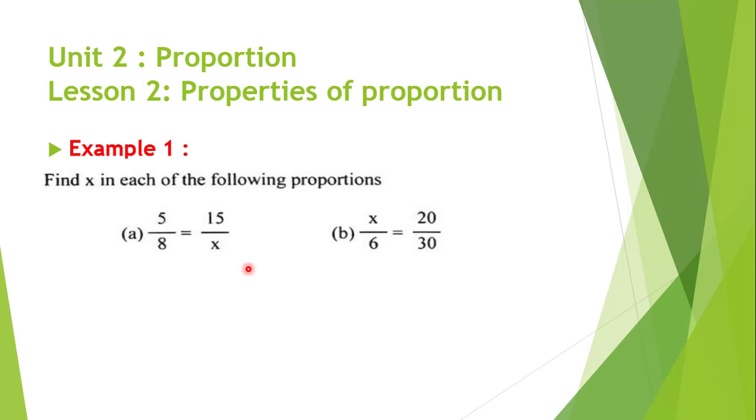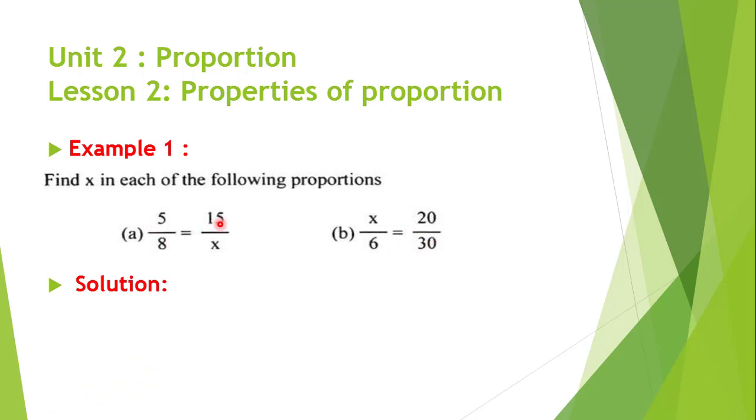Let's move to this example. Find x in each of the following proportions. Here we have two proportions. The first one, a, is 5/8 equals 15/x. B, x/6 equals 20/30. Okay, let's think together.